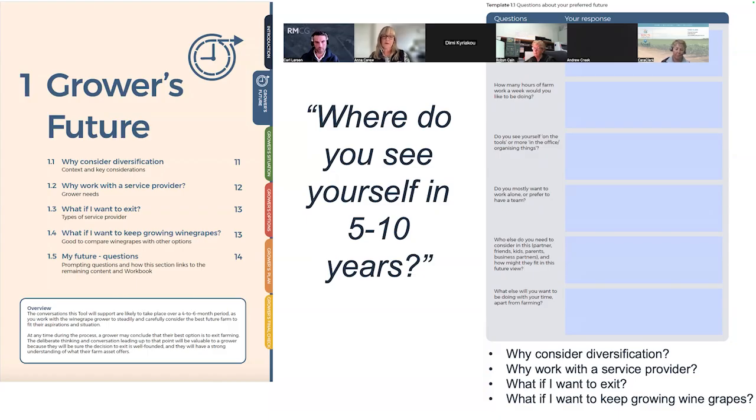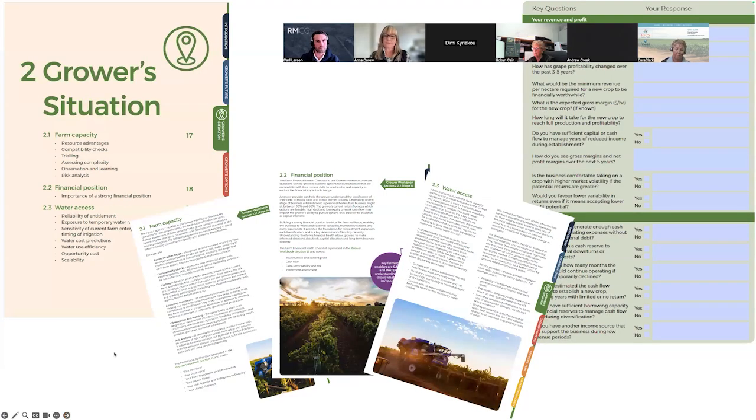It's not the point of I-GRO, but it might come up. And if it does, then there's some information in there about how to refer out. And what if I want to keep growing wine grapes? Well, the answer to that one is in there as well. Absolutely. If that is a good business decision, that can be encompassed well and truly within the I-GRO process.